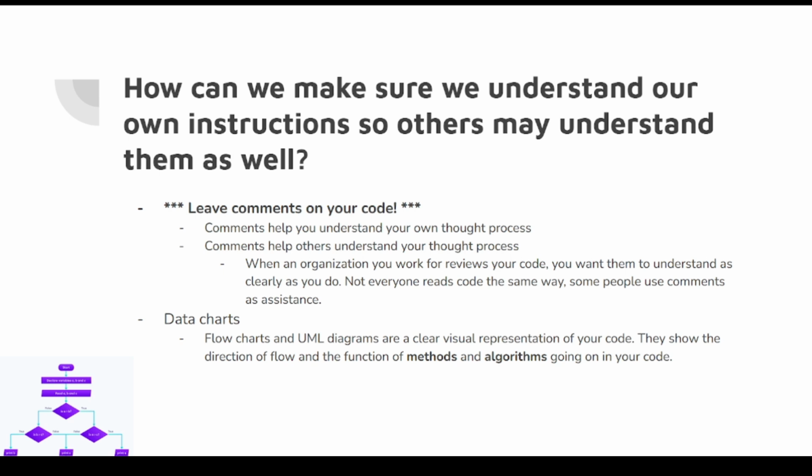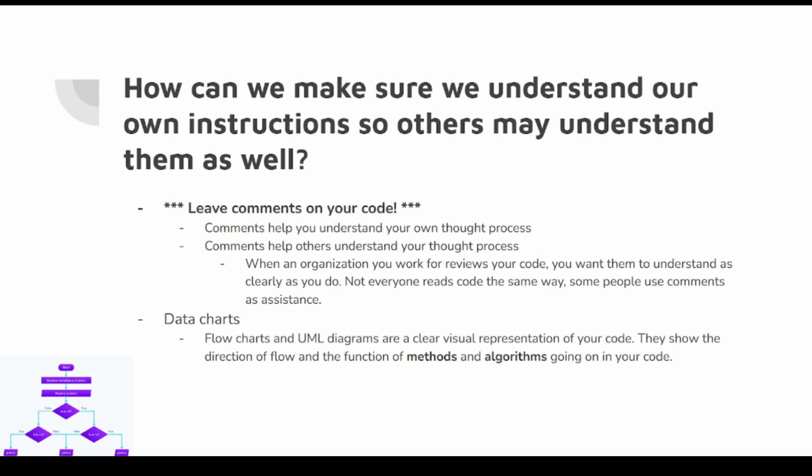How can we make sure we understand our own instructions so others may understand them as well? This is the most important thing I'm ever going to say: leave comments on your code. You want to leave comments everywhere in your code. You want to detail every little thing that you do. It just makes everything so much nicer. Anybody can read it. It's just great. Comments help you understand your own thought process. They help others understand your thought process. And when an organization you work for reviews your code, you want them to understand as clearly as you do. Not everyone reads code the same way. Some people use comments as assistants.